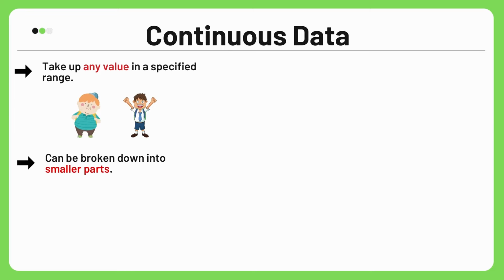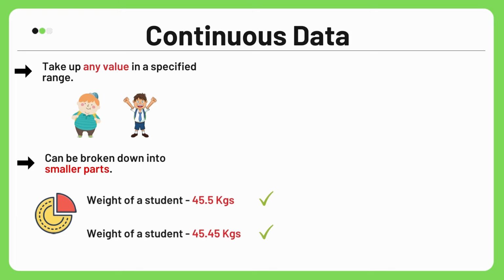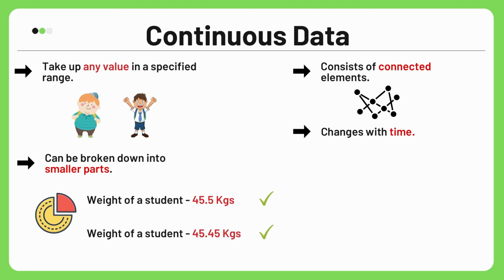Continuous data can be broken down into smaller parts to make them more precise, based on the sensitivity of the scale. Example, the weight of the students in a class can be fractional as well, which means that one student can weigh 45.5 kg and the other student can very well weigh 45.45 kg. This type of data consists of connected elements which are continuous in nature. Continuous data generally changes with time. Example, the weight of the students can change monthly.